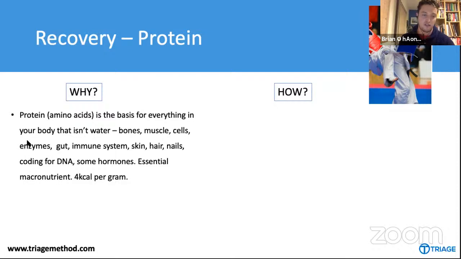Enzymes kind of run all the reactions in the body. They're made of protein. Your immune system is essentially made of protein. So if you want poor immune function, you can go on a low protein diet. So super important, not just for muscle recovery, even though that is the context I'm going to mostly discuss it in. Okay.